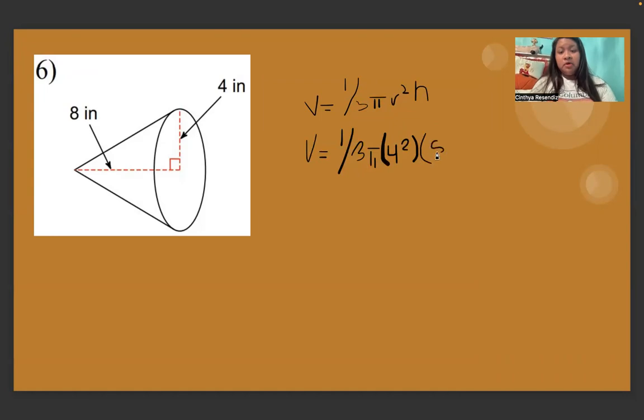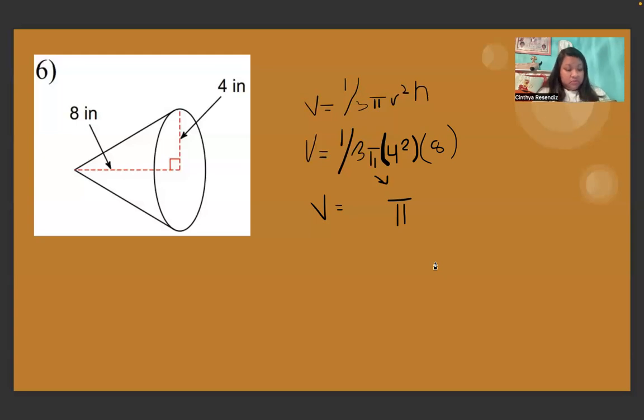So now I'll give you guys some time to solve and find the answer. So remember, we're keeping it in terms of pi. So we just multiply the numbers and we ignore the pi, but remember, we bring it down. Okay, so I'll give you time.